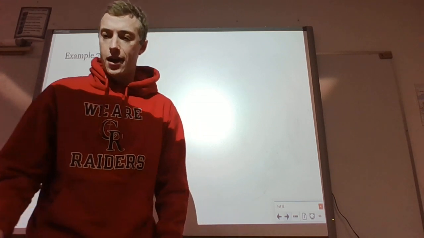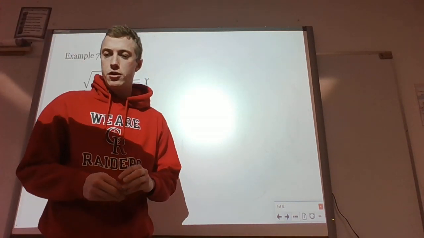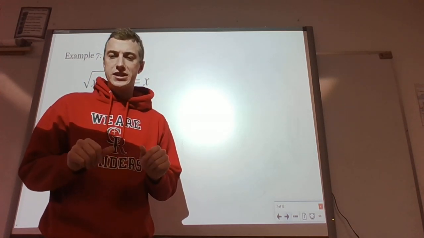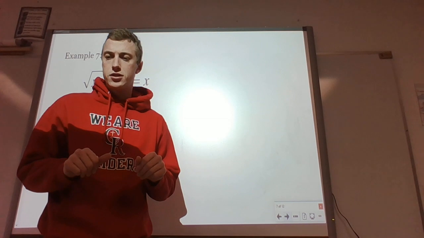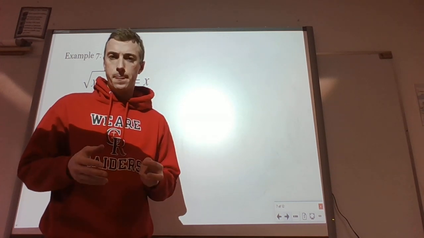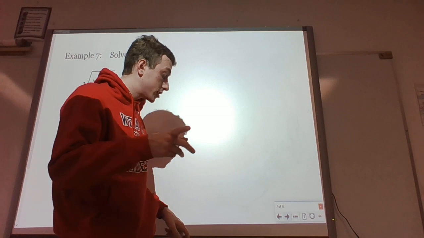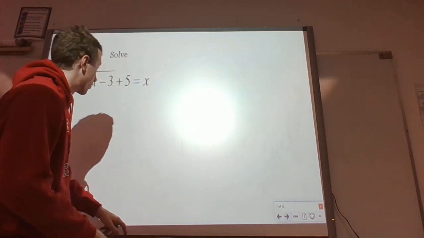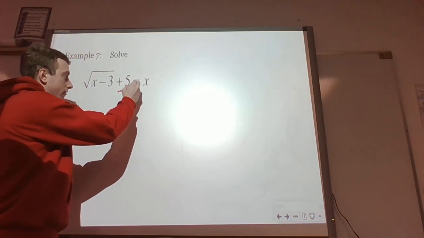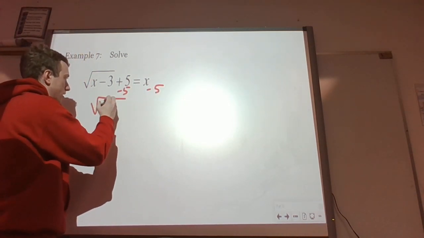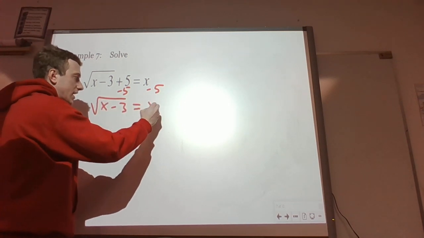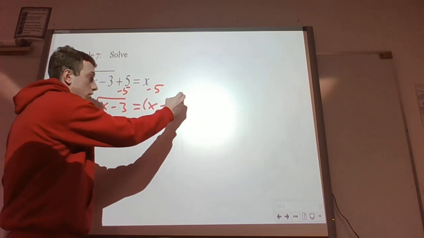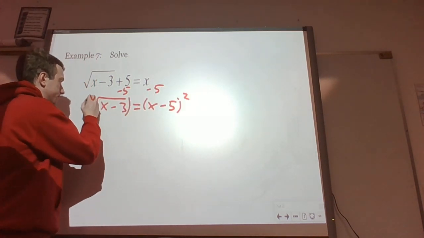Okay, let's look at another example, just to keep it moving. This one, I'll do some graphing to show you exactly where extraneous solutions come from. Okay, so again, our goal is to isolate the radical. The first thing we need to do is isolate the radical. So let's take away 5 from both sides. Get the square root of x minus 3 equals x minus 5. Now that we've isolated the radical, we're ready to square both sides.